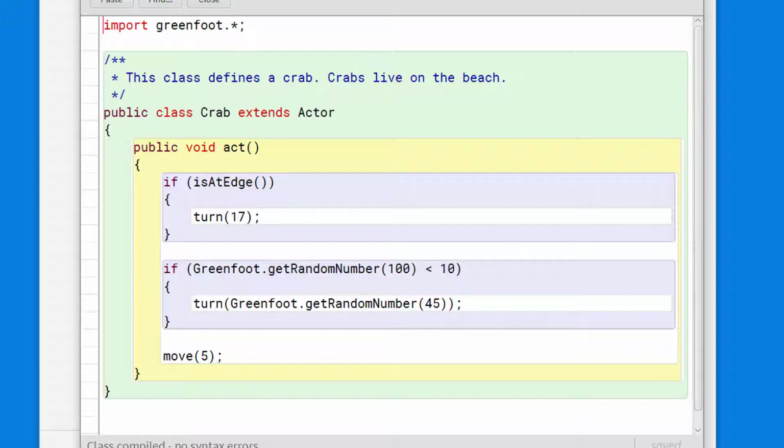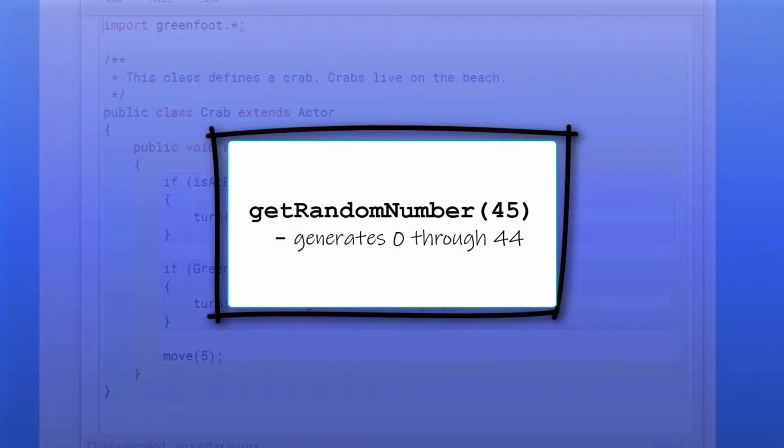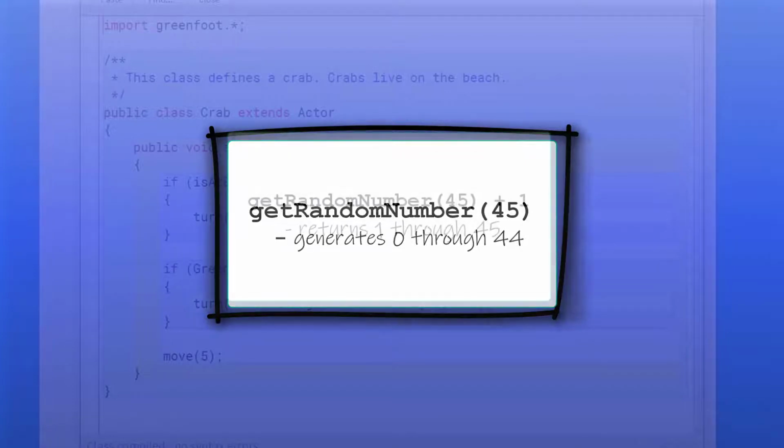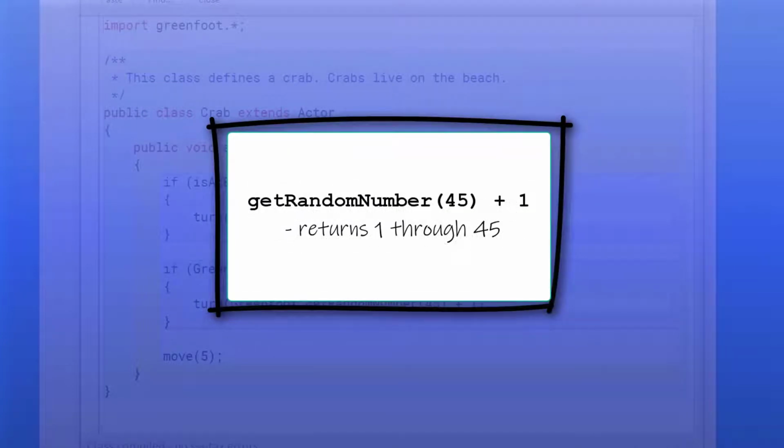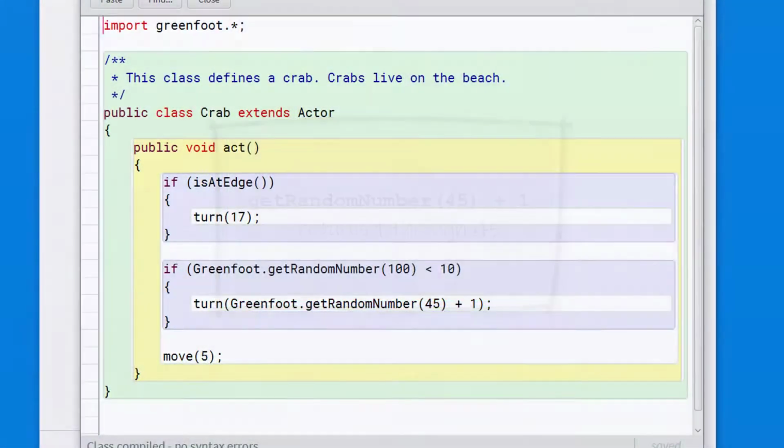To do this, we have to think like problem solvers. If an argument of 45 generates 0 through 44, what can we do to change those to 1 through 45? The answer? Add 1 to each generated number. Think about it. If getRandomNumber returns 0, 1 is added to that so the crab turns 1 degree. If getRandomNumber returns 44, 1 is added to that so the crab turns 45 degrees.